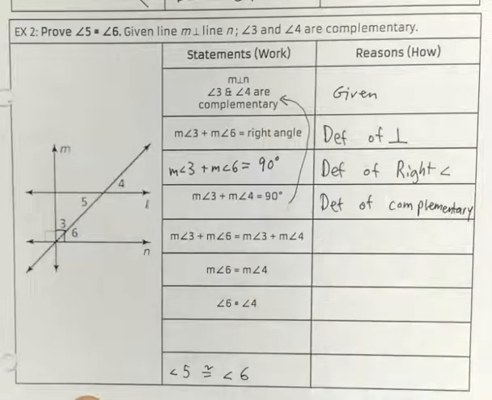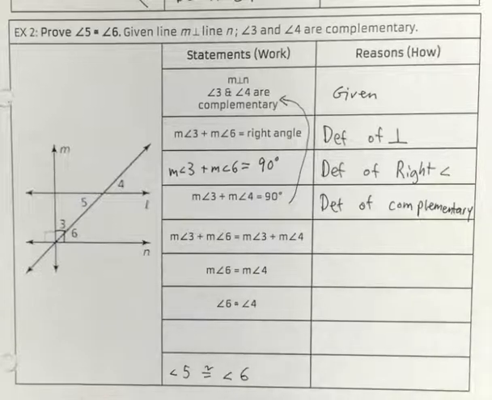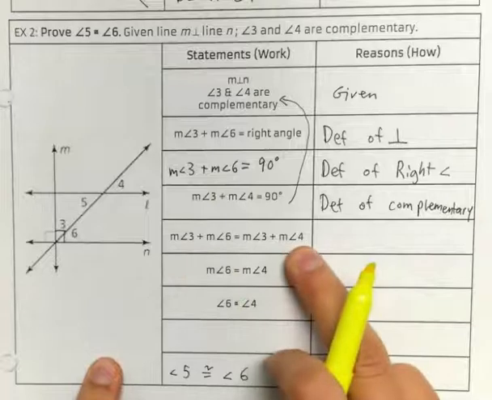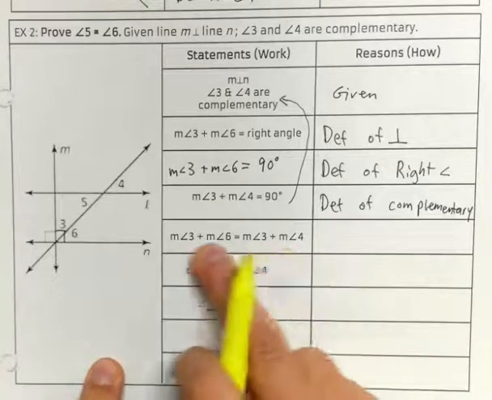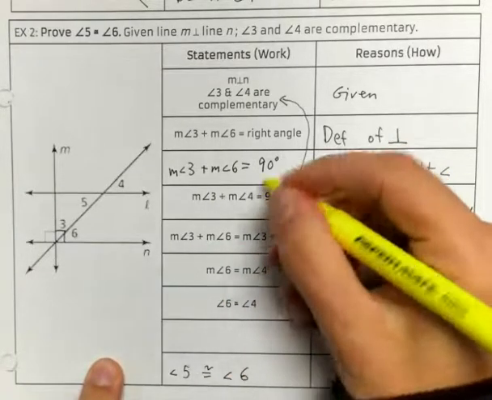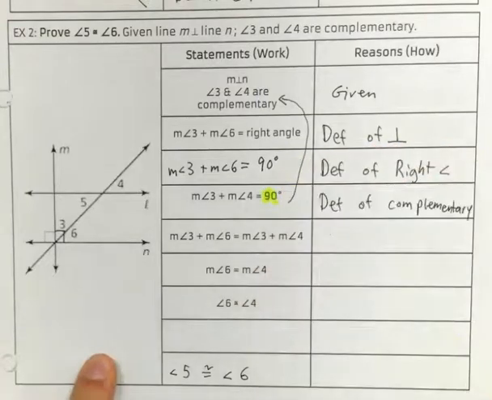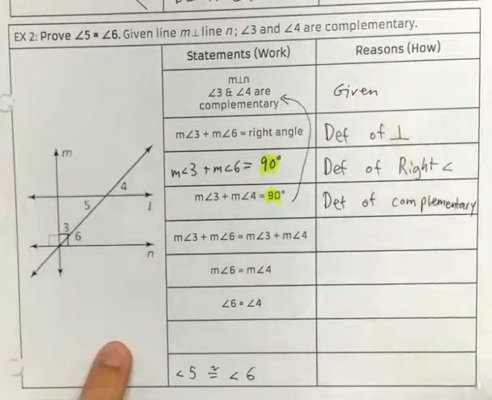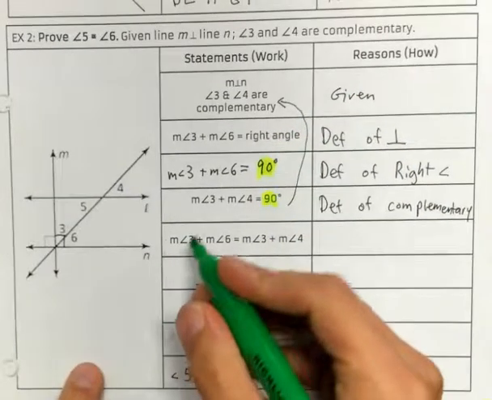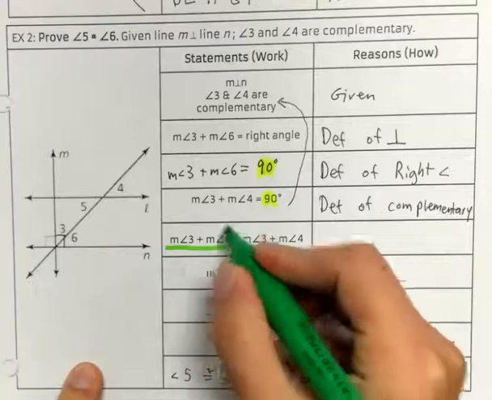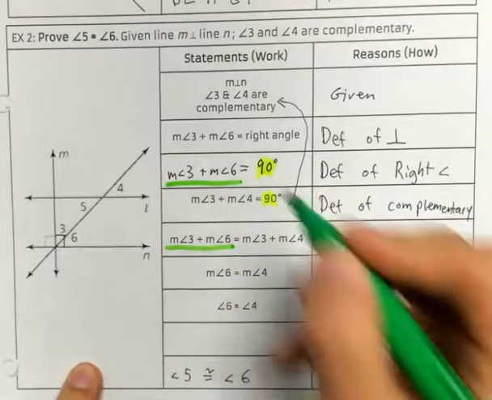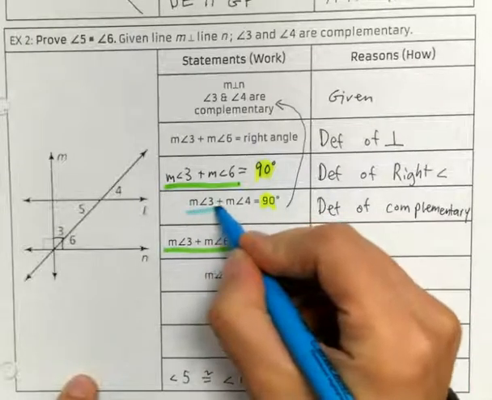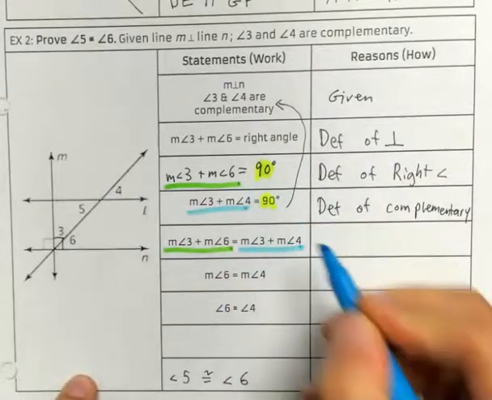All right, so done there. Now we have all of these things equal to each other. How do we know? Well, we've got a 90 degrees here, and we've got a 90 degrees here, and then this part is right there, and this part is right here.